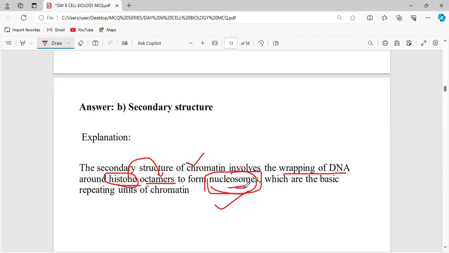Nucleosome is considered the lowest level of chromatin organization. It is the one that packs the DNA in a stable coiled form.